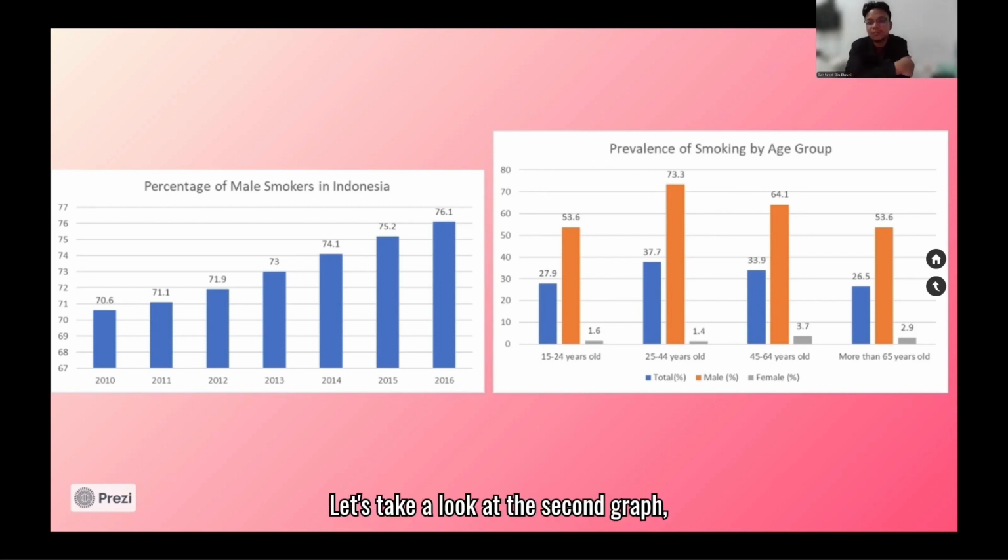Let's take a look at the second graph, which is the prevalence of smoking by age group. The highest smokers belong to the 25 to 44 years old group. This age group has financial stability, which means they have the freedom to buy their own brand of tobacco.